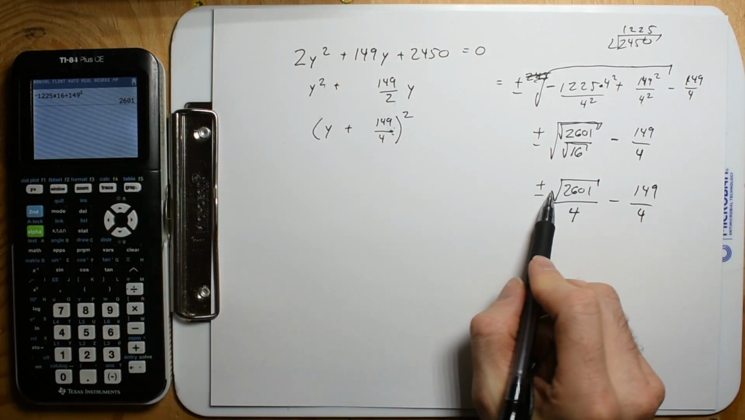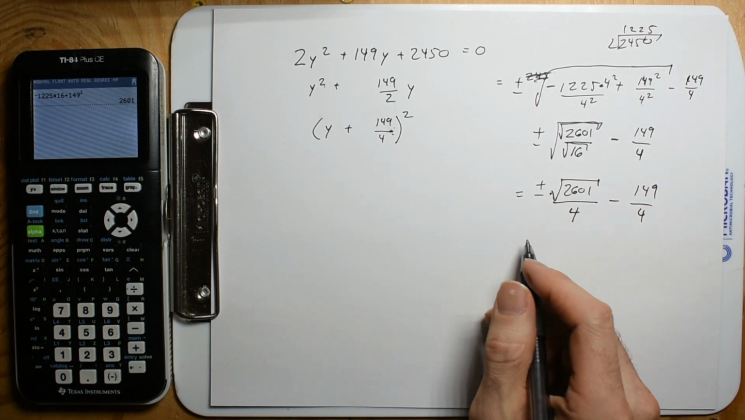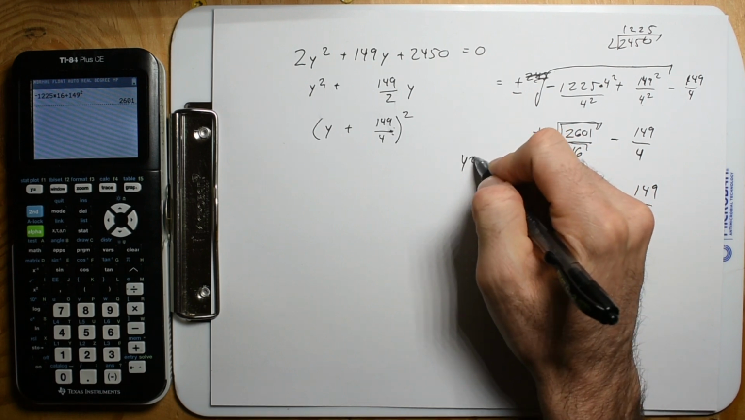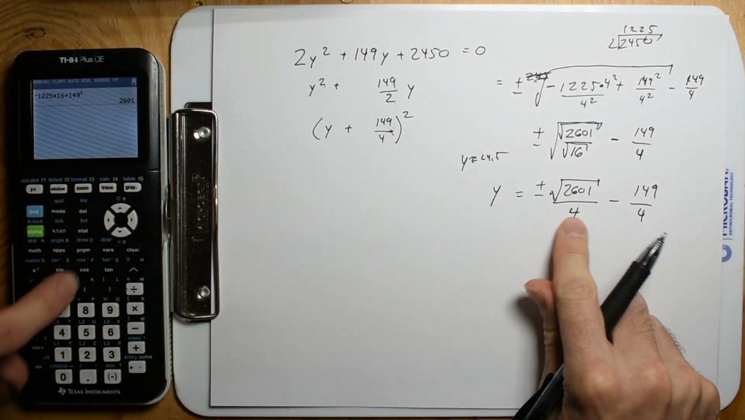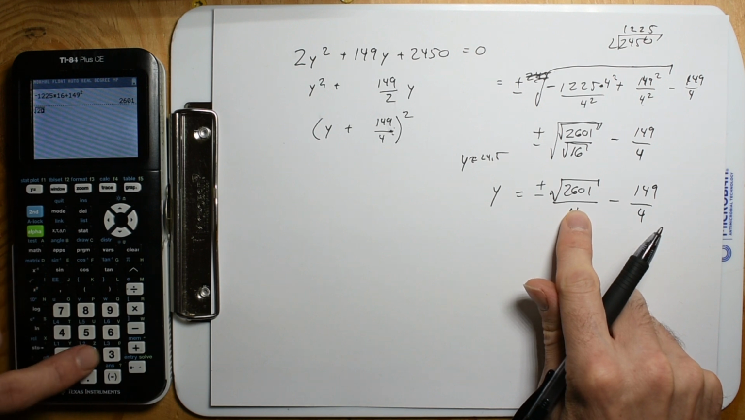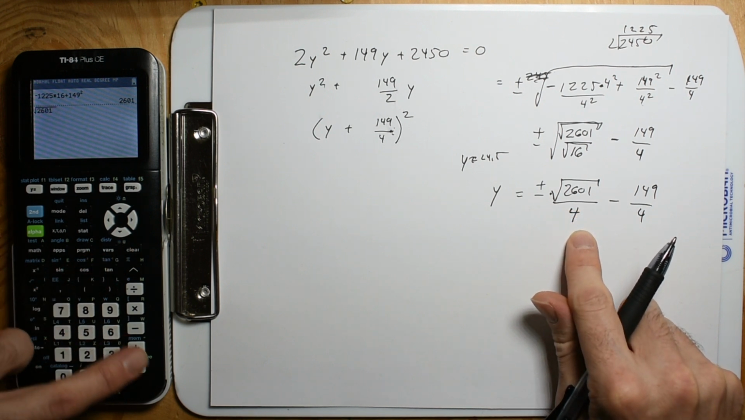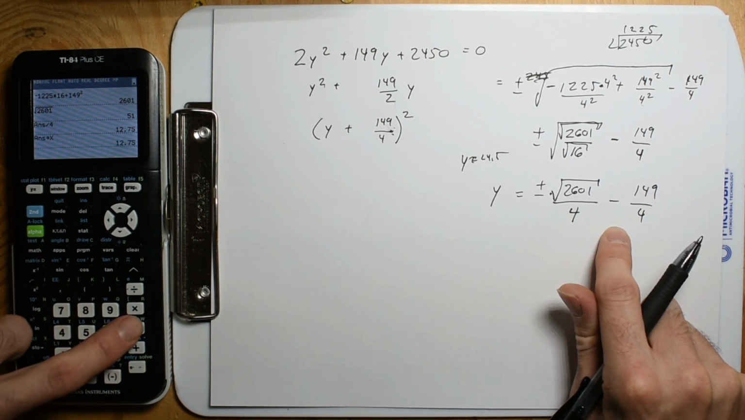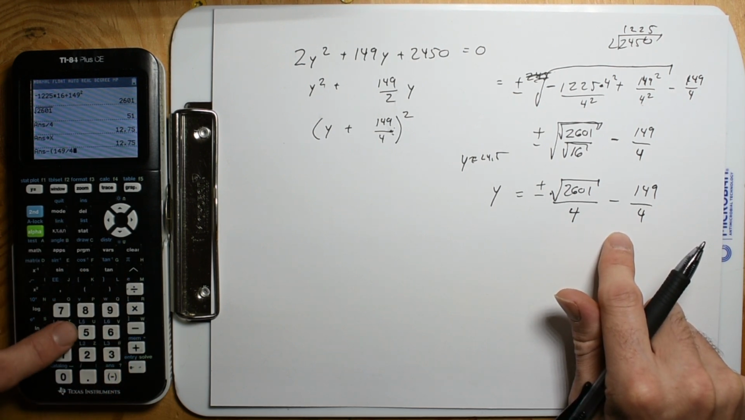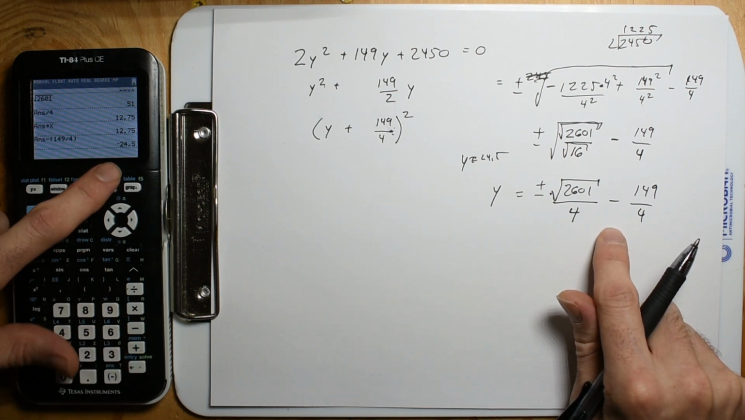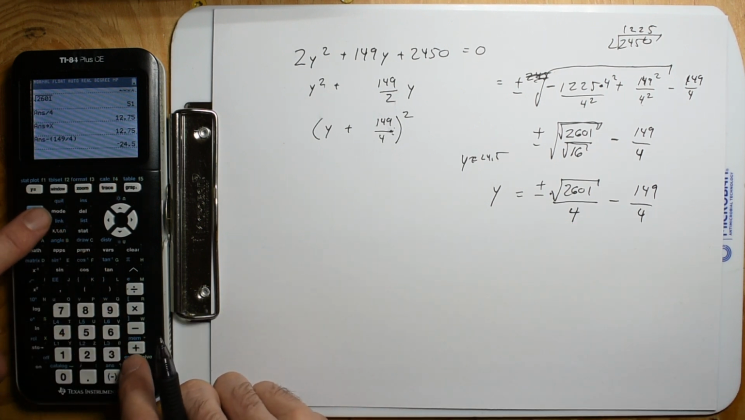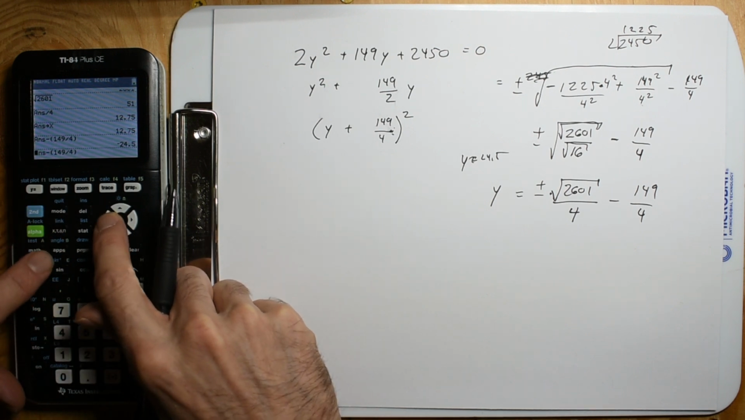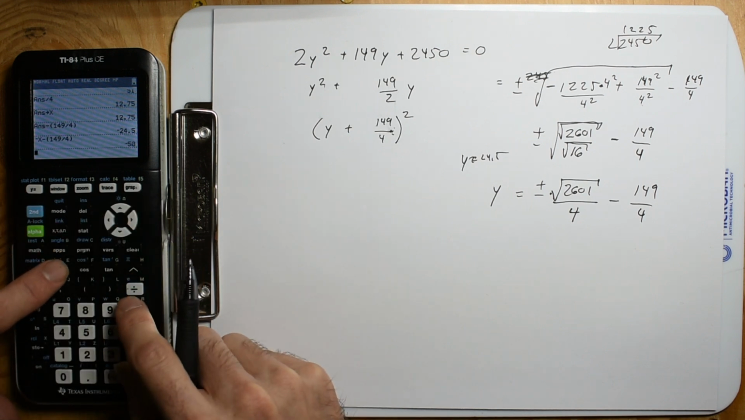I still don't know whether I have the negative or positive, so let's find that out right now. What are we solving for? This whole thing is solving for what y is. y should be 24.5. So I'm going to take the square root of 2,601, divide it by 4. I'm going to store that as x right now. And then we're going to subtract 149 divided by 4. That gives me negative 24.9. So let's do negative x. Yeah, let's do this and then negative x.